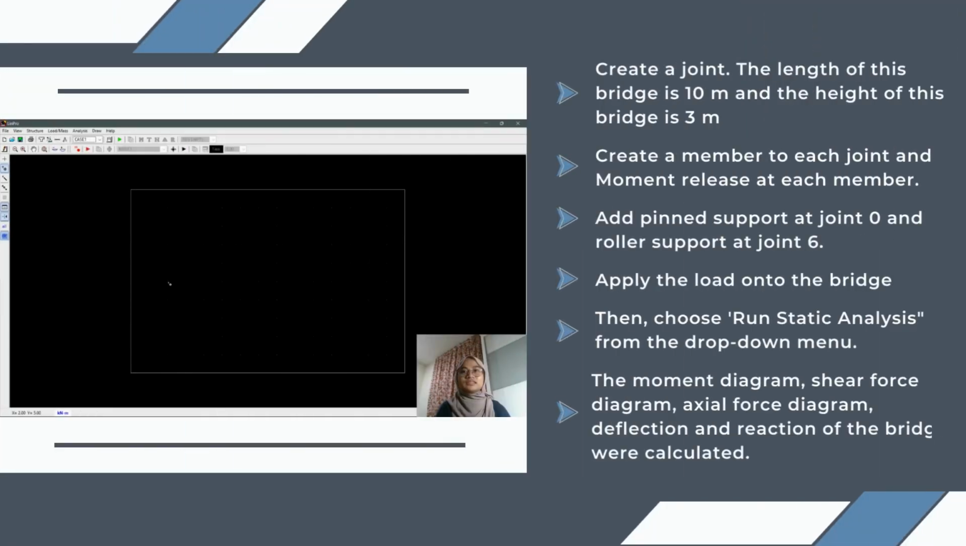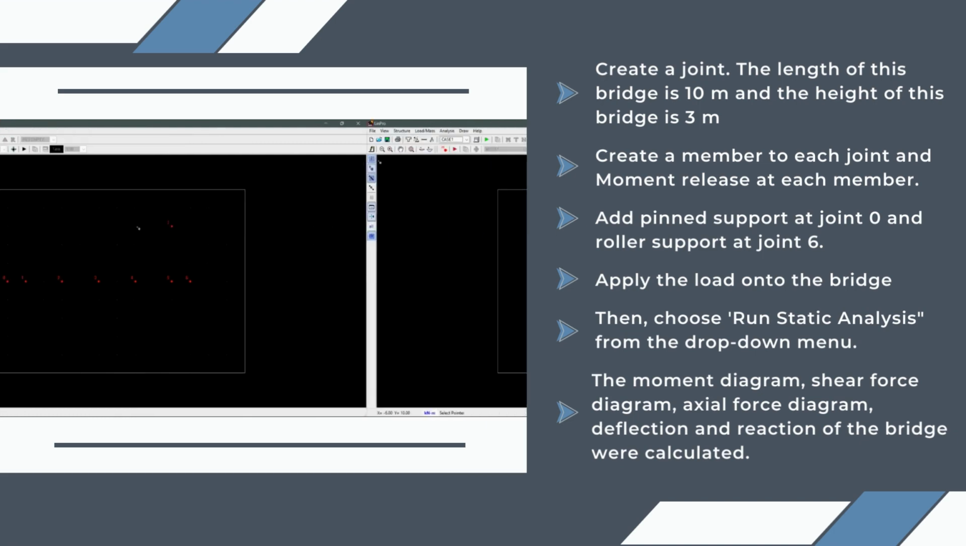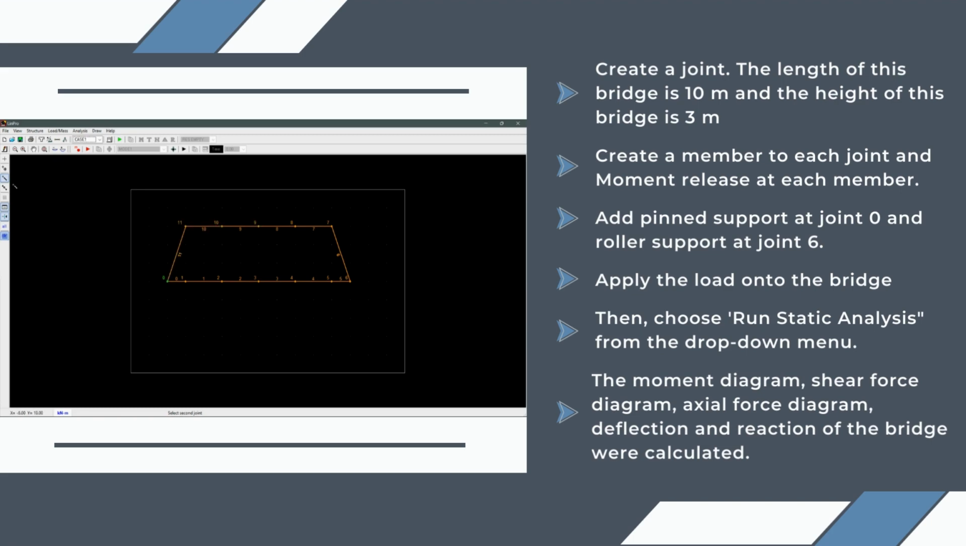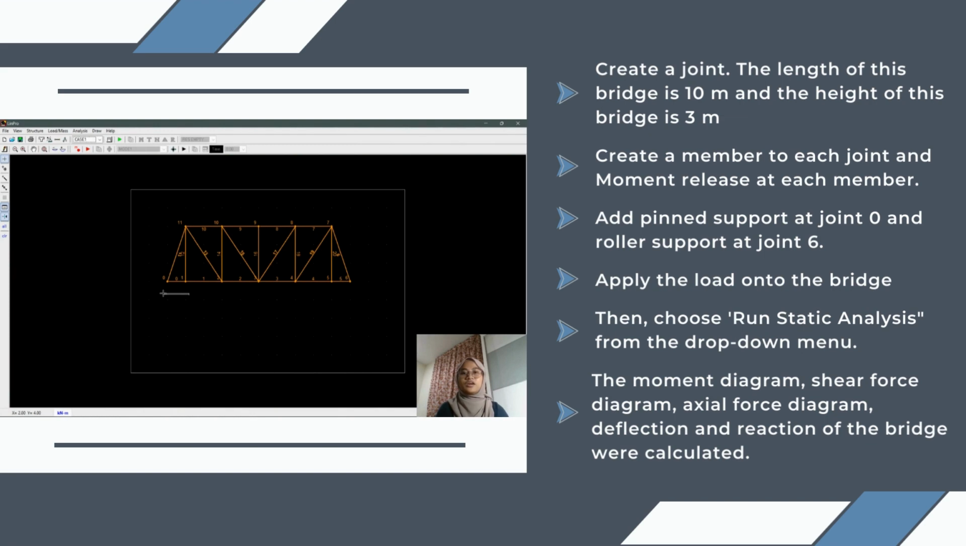First, you need to create a joint. The length of this bridge is 10 meters and the height of this bridge is 3 meters. After that, you need to create a member for each joint. Next, you need to release the moment of each member. In this part, you need to do it by trial and error to release the moment.